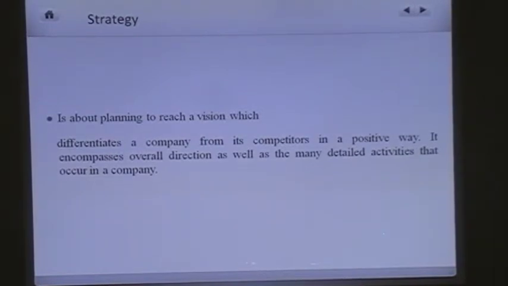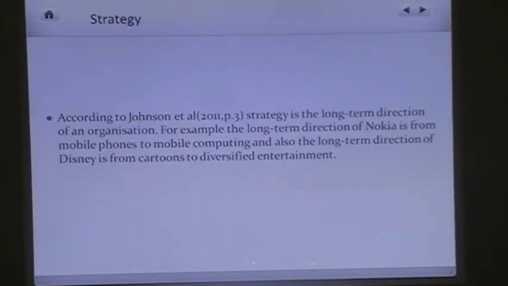So it encompasses overall direction as well as many detailed activities that occur within a company. So vision is an overarching statement defined within the company which looks at differentiating the company, its product, its services from its competitors in a positive way, and it also covers various other aspects in terms of activity, operations of the business or of the company in a particular geography.